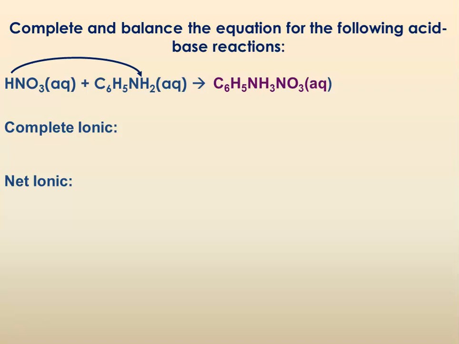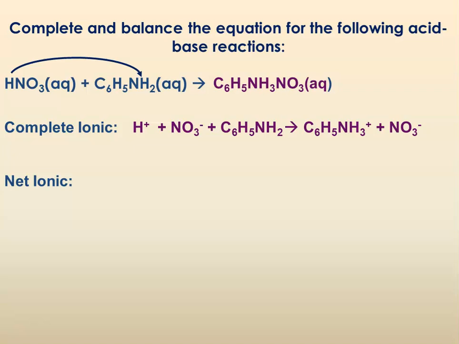When I look at my complete ionic, I see that I have a strong acid at the beginning that's in aqueous form. So I know that I can separate that compound into its respective ions. But I know weak bases are weak electrolytes and they do not dissociate. So C6H5NH2 is going to remain as a molecule. We talked about how nitrates are always soluble, and because they're always soluble, they're going to be a strong electrolyte. And so that salt that formed on the product side will separate into its respective ions.